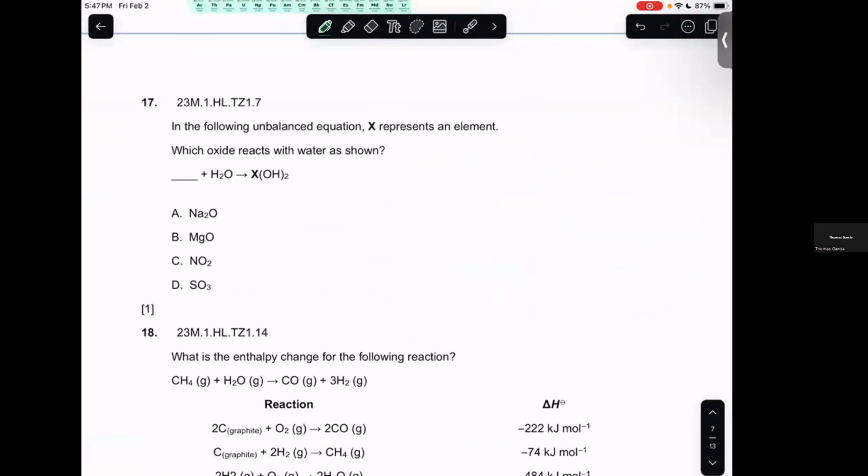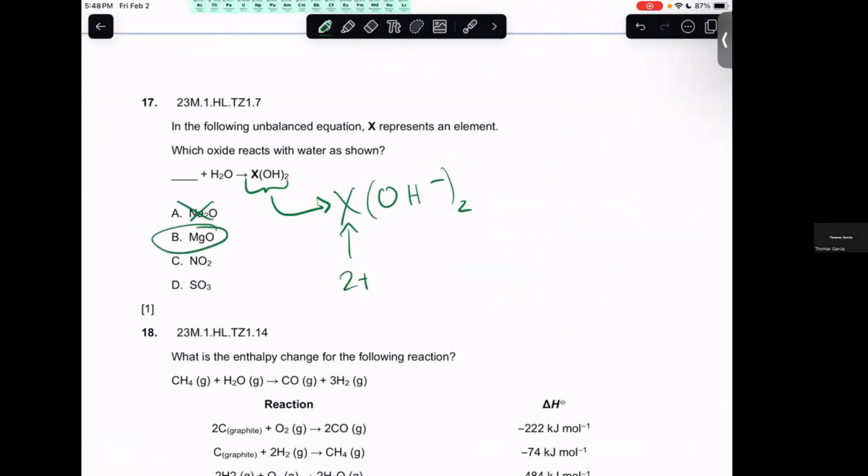All right, 17. In the following unbalanced equation, X represents an element. Which oxide reacts with water as shown? The only info we really have is X(OH)2. We know that hydroxide has a minus charge, and we actually have 2 of them. So whatever X is, X must have a 2 plus charge to balance that 2 minus. So it can't be sodium. Sodium has 1 plus. Oh, it's magnesium. And we knew it was going to be a metal too, because it was going to be a metal oxide, so it would have that positive charge.